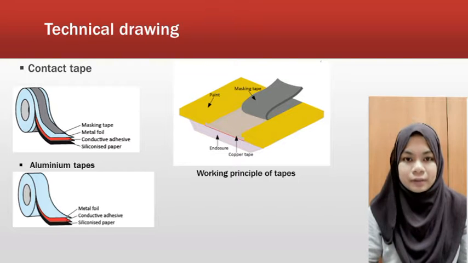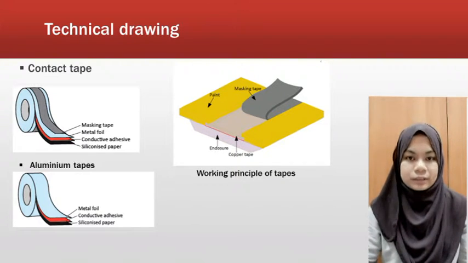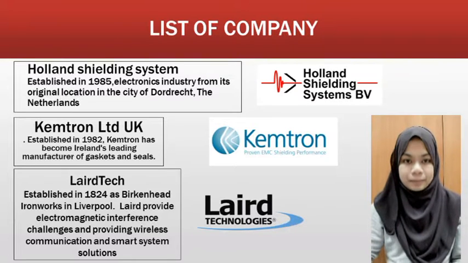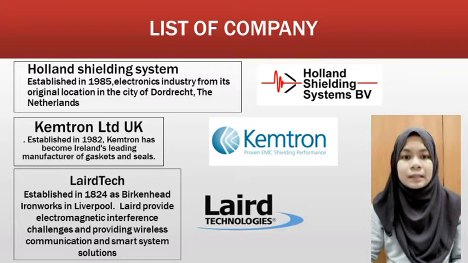The diagram on the right shows how the tape is applied on the body of a device. The tapes are adhesive on the enclosure of the device. The list of companies: first, Holland Shielding Systems, established in 1985, in the electronic industry from its original location in the city of Dordrecht, the Netherlands.